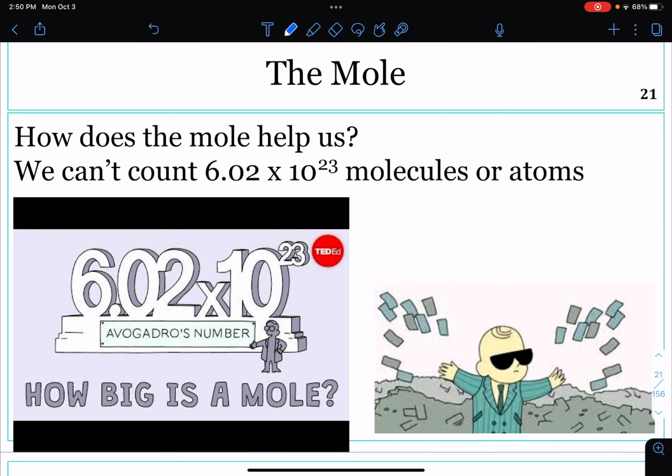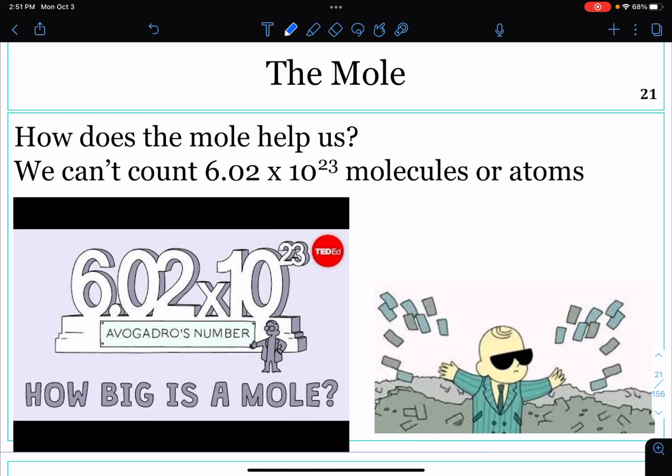But again, how does this help us? We can't count to 6.02 times 10 to the 23rd molecules or atoms. We can't count that if we spent our entire lifetime counting that. Even if you counted to 1,000,000 every second and you did that for 100 years, you would still have about 99% of the way to go to get to 6.02 times 10 to the 23rd.